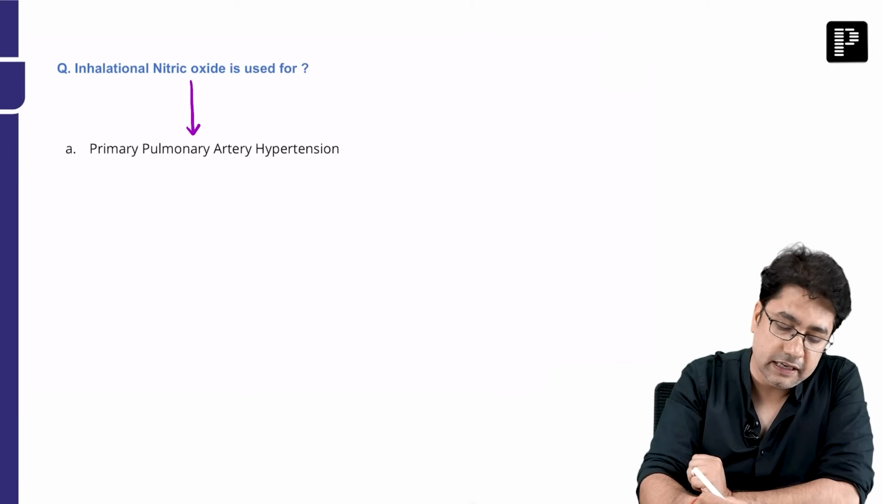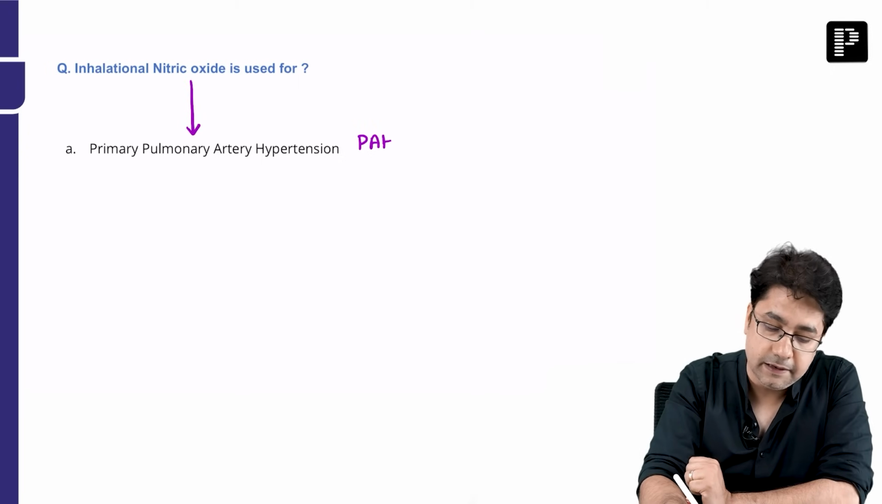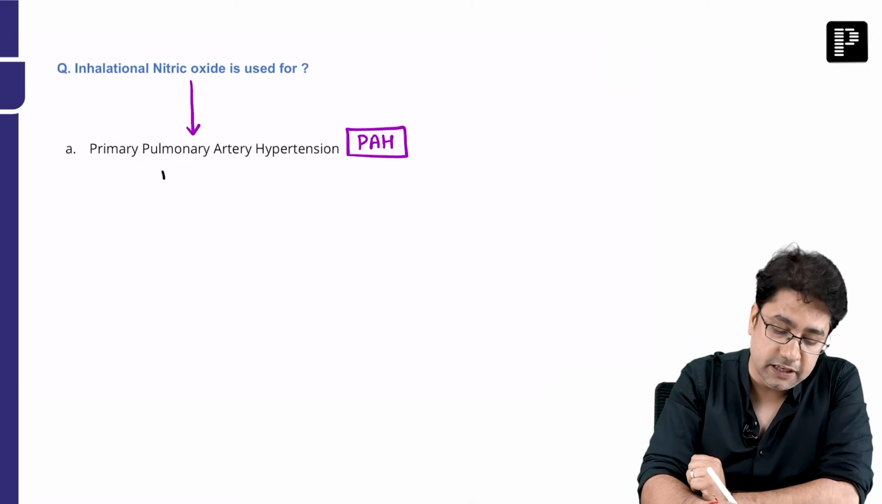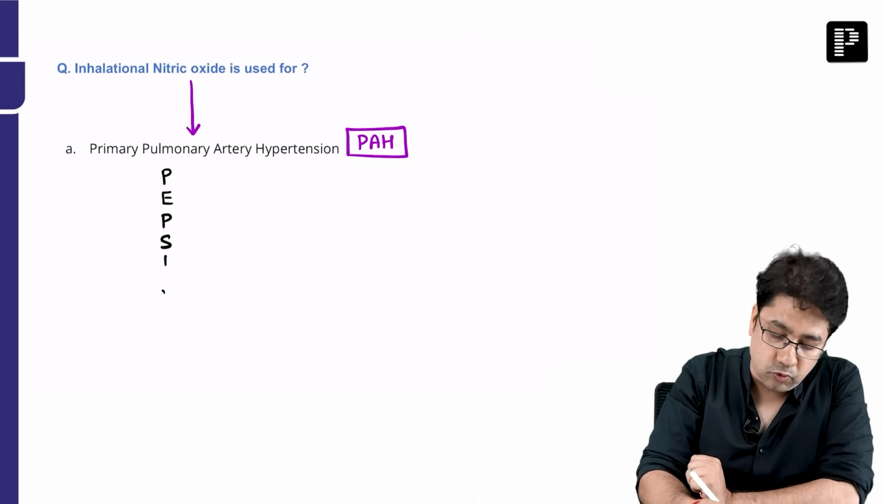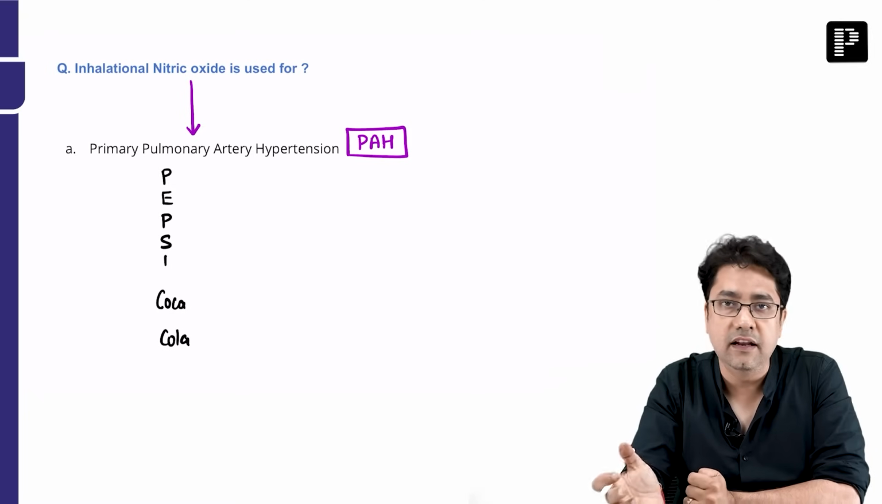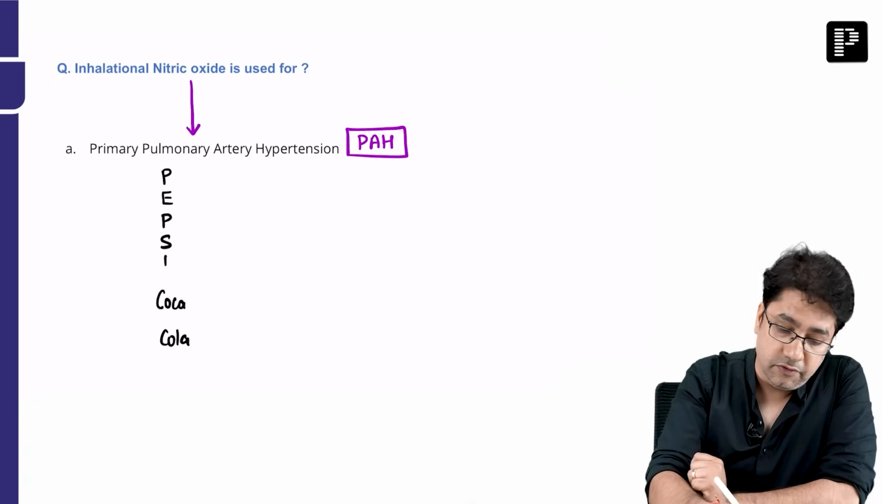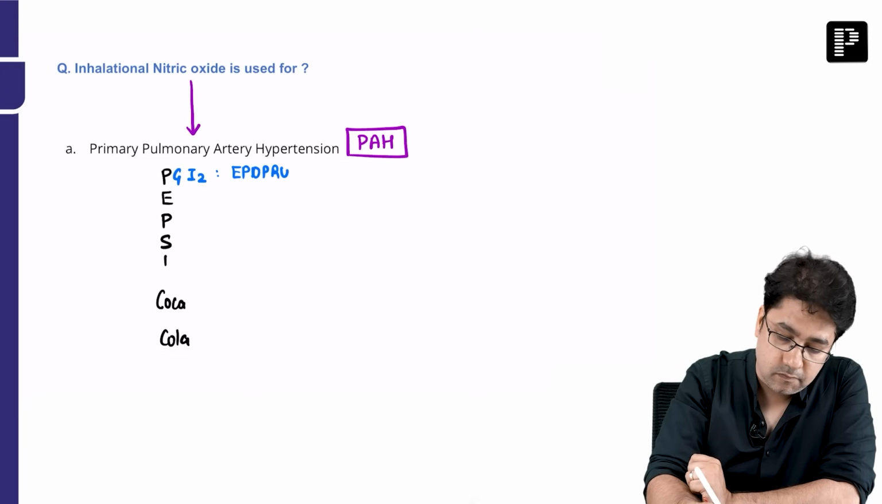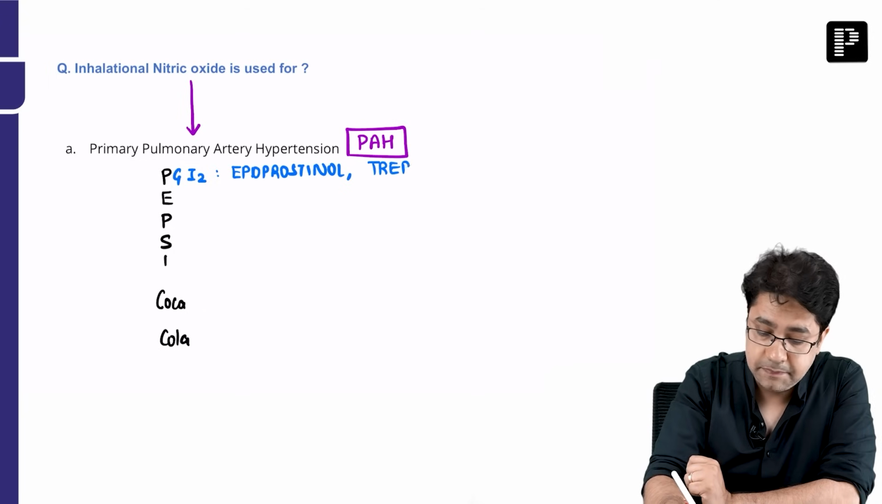Now the next question is, inhalational nitric oxide is given for the treatment of, which we have discussed multiple times, pulmonary artery hypertension. We discussed which drugs are given for pulmonary artery hypertension. We discussed a mnemonic also, Pepsi, Coca-Cola. We discussed it multiple times in rapid revision and LLR sessions. So P for prostaglandin I2 analogs like epoprostenol, treprostinil. The word prost is coming in all of them.